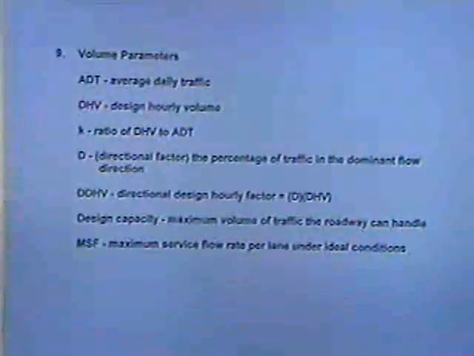Okay. Now, Section 9 in your notes talks about volume parameters. And these particular parameters that are given in that part are primarily used for planning. Because when we're interested in planning or designing a roadway for 20 years in the future, there are some things that we need to know. The first one, ADT, is the average daily traffic on a particular facility. It's simply a 24-hour count taken over a number of days, an average, to get the number of vehicles that use a particular roadway per day.